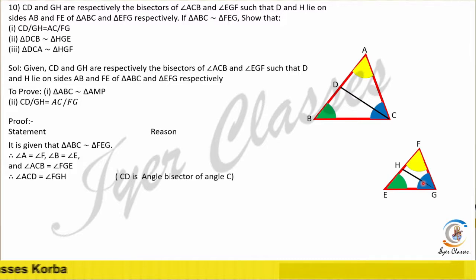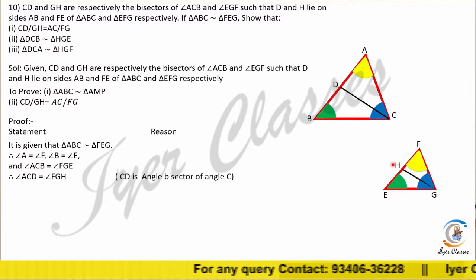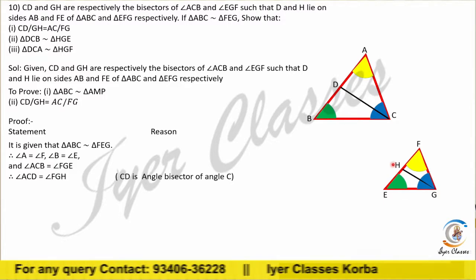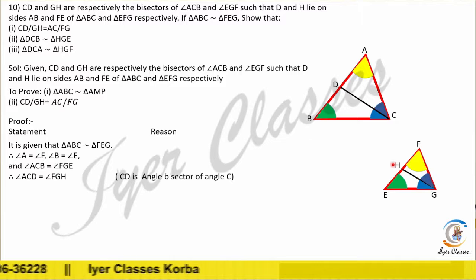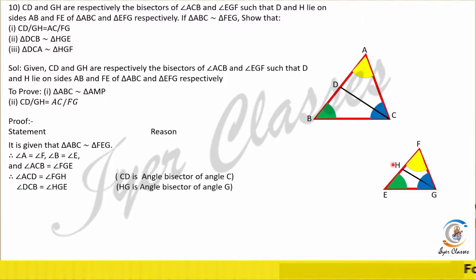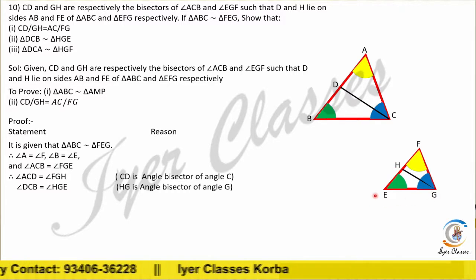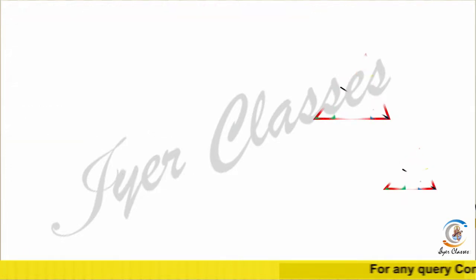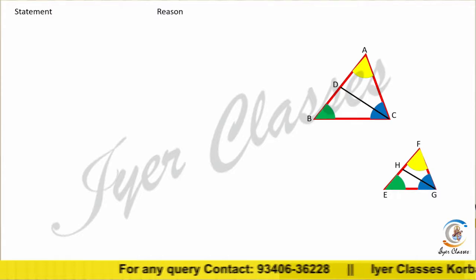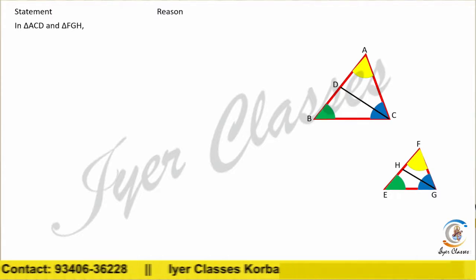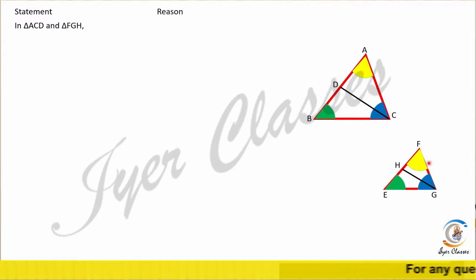So that will make angle ACD equal to angle FGH, right? If two angles are equal, the half part of each also will be equal. So similarly, we will also have angle DCB, this side angle, and angle HGE, they also will be equal. Now, when you want to solve the question given above, we are supposed to prove that triangle ACD, that is this triangle, and triangle FGH are similar to each other.